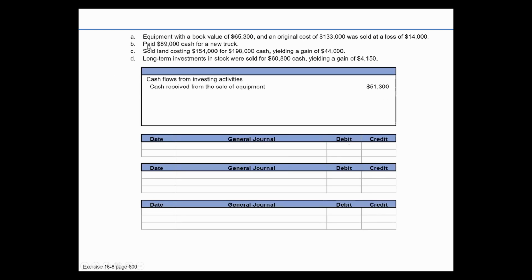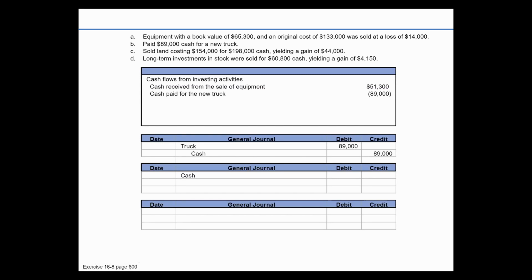Now, if we look at the next one, it says we paid $89,000 for a new truck. So we would have a debit to truck in the amount of $89,000 because we're receiving an asset, which is a truck. And then we paid cash in the amount of $89,000. So cash paid for new truck, negative $89,000. Remember, negatives, when we do that in accounting, we enclose in parentheses.